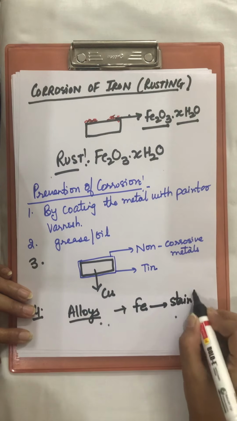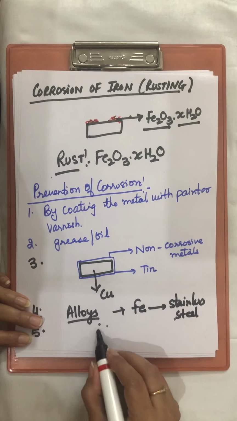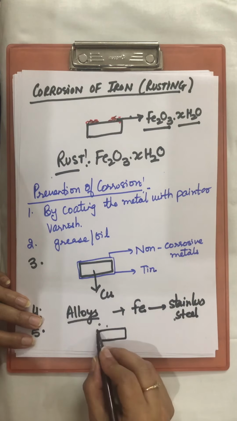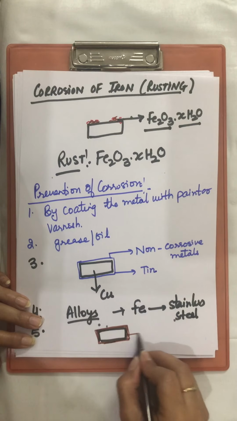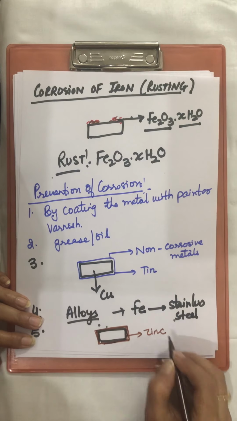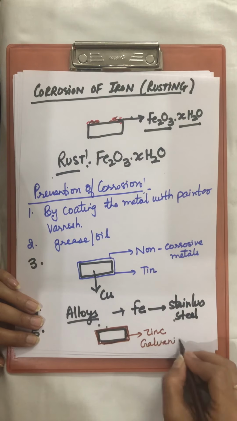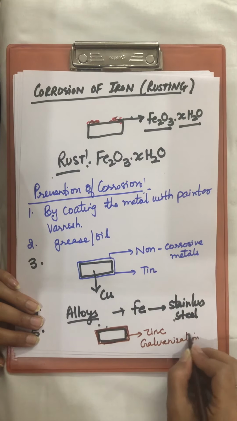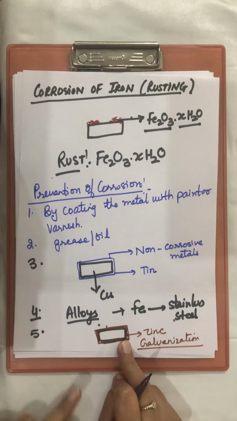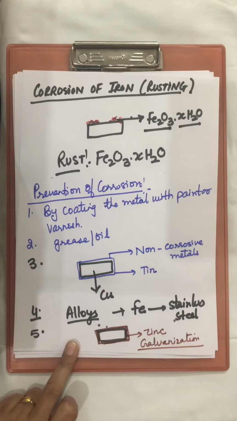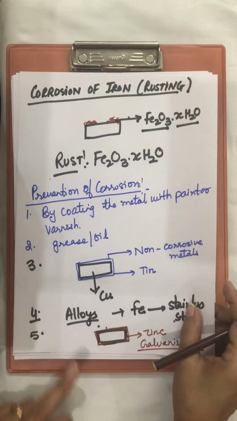Next method: rusting of iron can also be prevented by covering iron with a layer of zinc. This method of covering iron with zinc is called galvanization. Zinc is more reactive than iron, so zinc will undergo oxidation and will protect the iron. These are some methods by which corrosion can be prevented. So this is about corrosion.